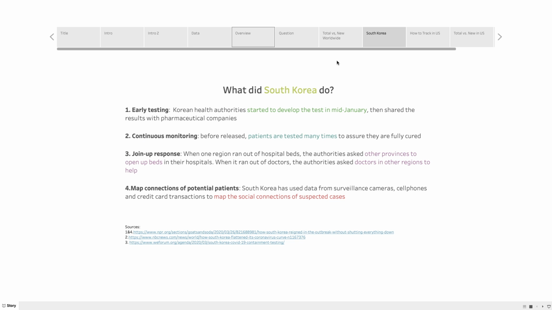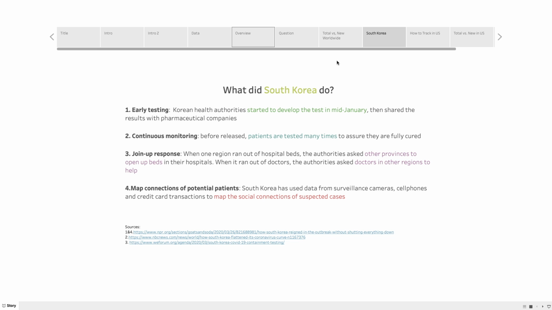So what did South Korea do to make this happen? We did a little research, and we hope this will be useful information for other countries. South Korea did 4 major things that helped them successfully control the disease. First is early testing. Korean health authorities started to develop the test in mid-January, and then shared the result with pharmaceutical companies. And second is continuous monitoring.